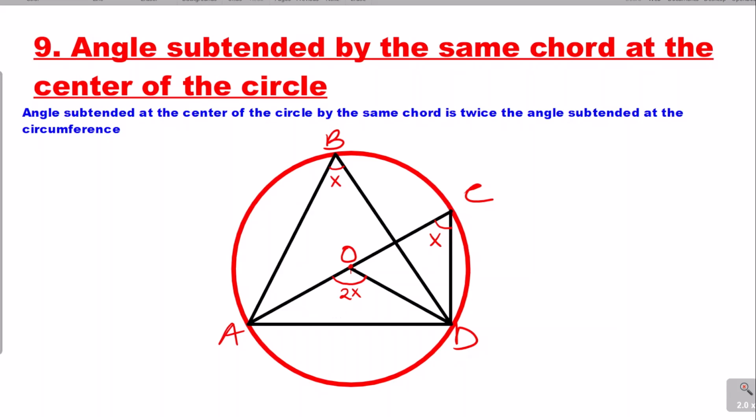This is what we say, that the angle subtended by the same chord, and the same chord here is AD, subtends this angle at the center and also subtends this angle x at the circumference. So the angle subtended by the same chord at the center of the circle is twice the angle subtended at the circumference. If, let's say, this is 120 degrees, this angle will be 60 degrees. The same case applies to the other angle here. So this chord AD subtends angle 2x at the center, and the same chord subtends angle x at the circumference. So the angle at the center subtended by this chord AD is twice the angle subtended by the same chord at the circumference.